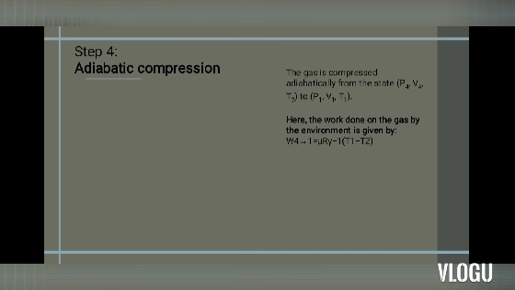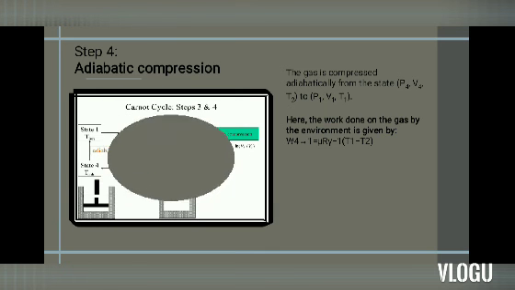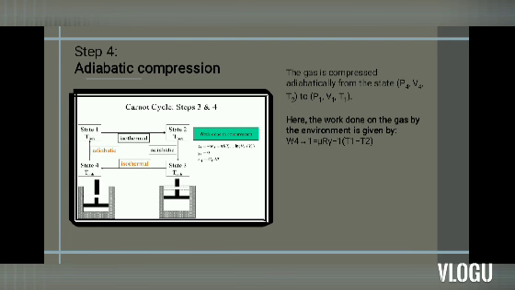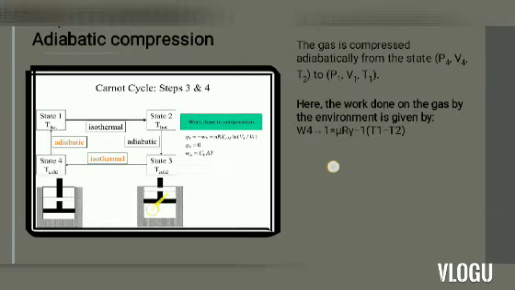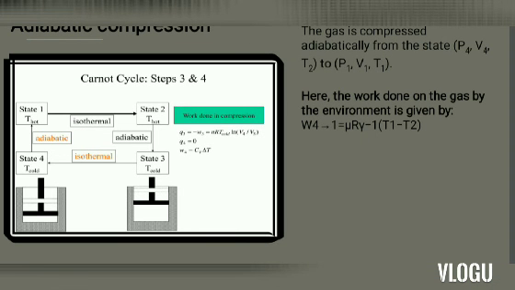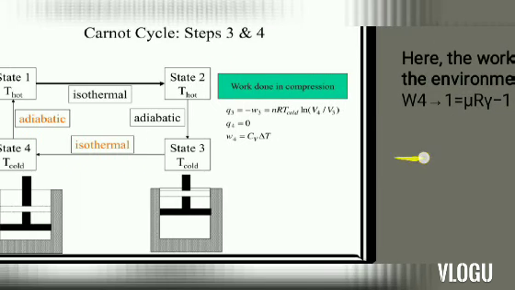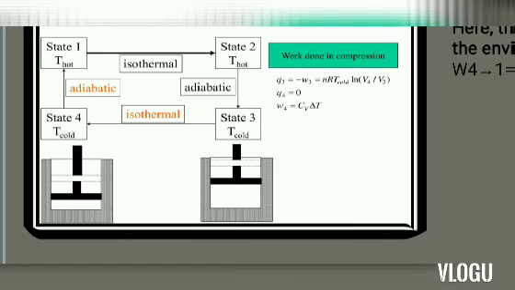Step 4 of the Carnot cycle is adiabatic compression. The gas is compressed adiabatically from the state P4, V4, and T2 to P1, V1, and T1. Here the work done on the gas by the environment is given by the relevant expression. It simply means work is done on the gas but heat is not allowed to transfer to the cold reservoir. That heat has to stick around inside the piston, causing the temperature of the gas to rise back to T1.